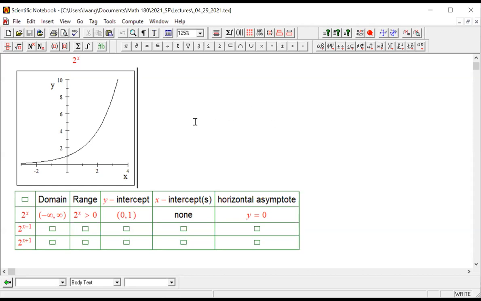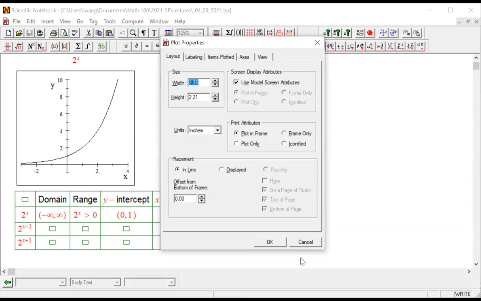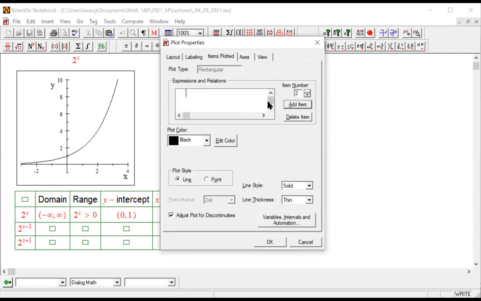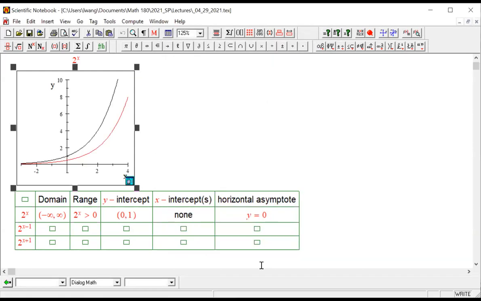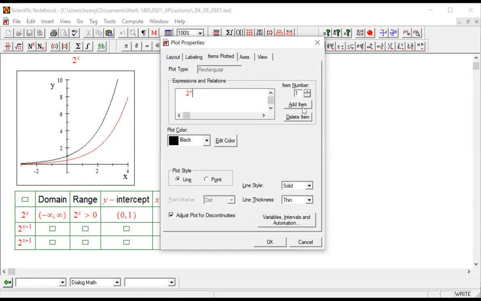All right, how did it go? Two to the power of x minus 1, and we will see which direction it shifts. You're right. Shift it to the left. I'm sorry, shift it to the right.